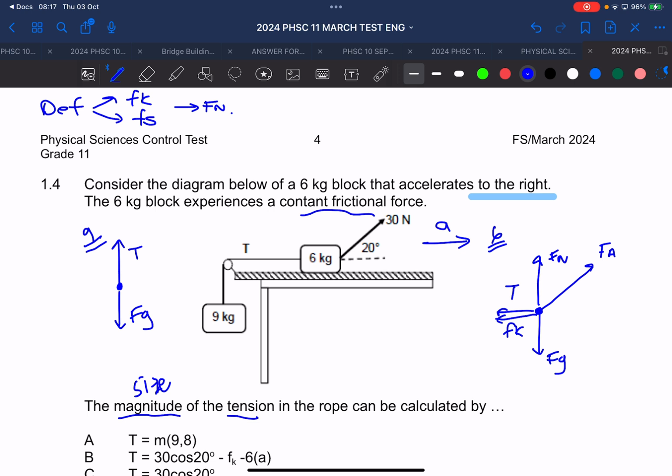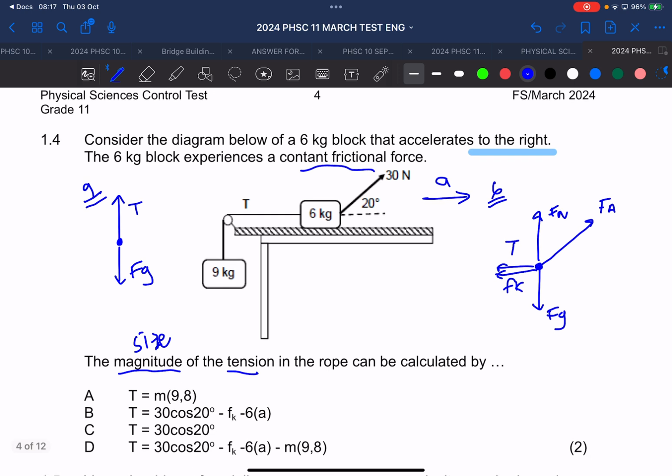Okay, so now they ask for the magnitude, the size, of the tension in the rope. Now the tension we have at two places, this one and this one here. It's the same tension because it's the same rope, so you can use any one of those two to calculate tension.